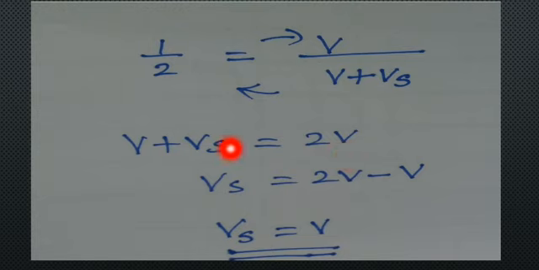Right. So if I'm taking vs alone, it comes to this side. This v goes to this side. 2v minus v. So 2v minus v. Yes. So what will come? 1v. That is v. Therefore vs is equal to v. The velocity of the source is equal to the velocity of sound in air. Okay students, right? Do you understand? Okay.